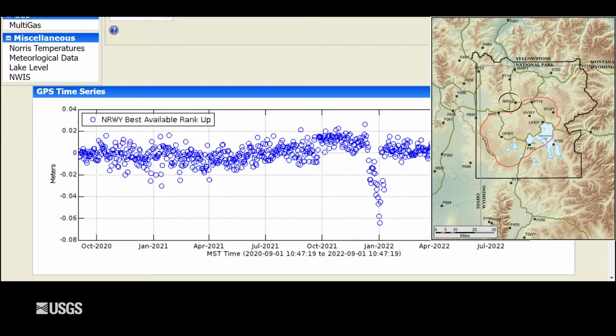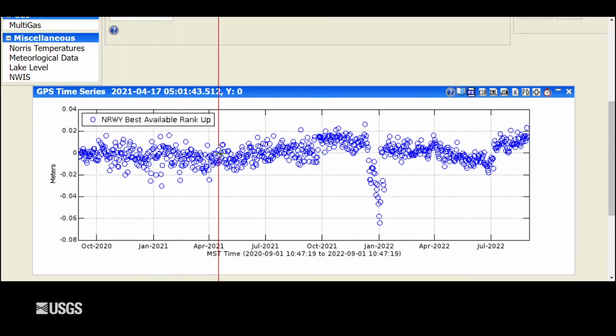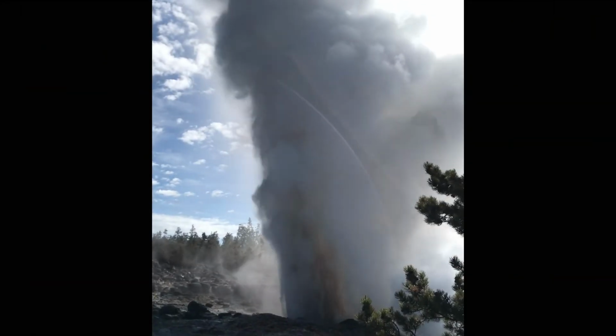Now, looking at the Norris Geyser Basin, things have been relatively flat there over the last couple of years. This big deviation here in late 2021 is caused by snow that covered the GPS antenna and created this strange signal. As soon as the snow melted away from the antenna, we got back to normal. But you see the same overall trend of a little bit of uplift during the summer months. So this is affecting everywhere in the park that water can percolate into the subsurface and cause it to puff up a little bit as groundwater accumulates.